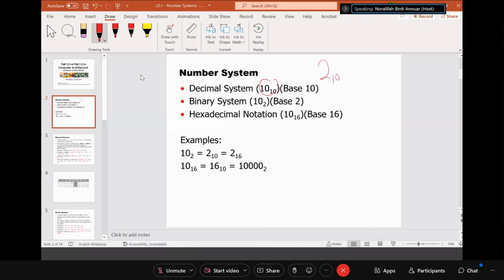And then binary system, 1010, semua tahu it's base 2. So it's base 2, binary. And the hexadecimal is hexagon. So it's 16, base 16. Jadi it's example: 10, to 16, 610. Jadi contohnya kalau you nampak 2 ni, then you know it's binary. If you see this, then you know it's hexadecimal. Then you know it's decimal. Okay, clear?